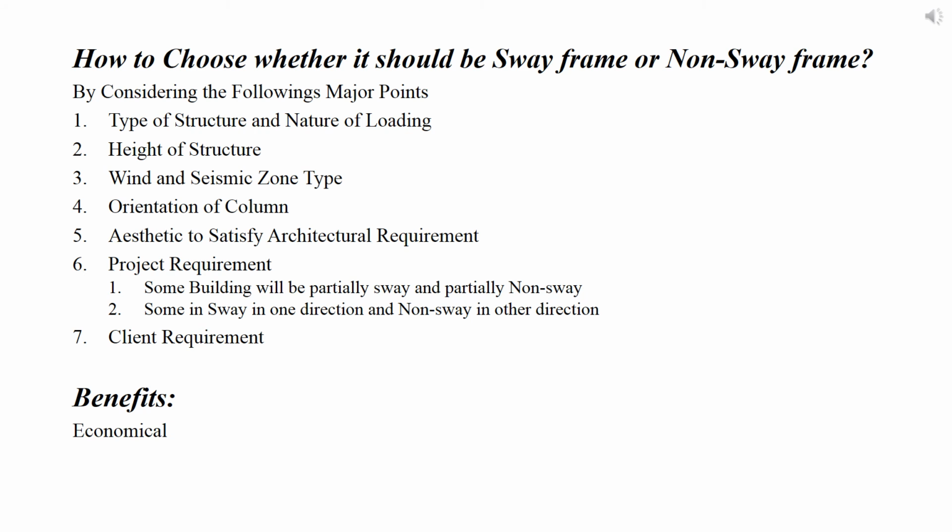Seventh point, client requirement. Last but not least, sometimes the client may ask for a specific structural system. In such cases, by considering them, we need to approach the steel structure project. The benefit of choosing a sway or non-sway frame properly is economy. If you choose properly, then the structure can be designed economically. Finally, these are related to connections and supports which will be discussed in the modeling and analysis part.